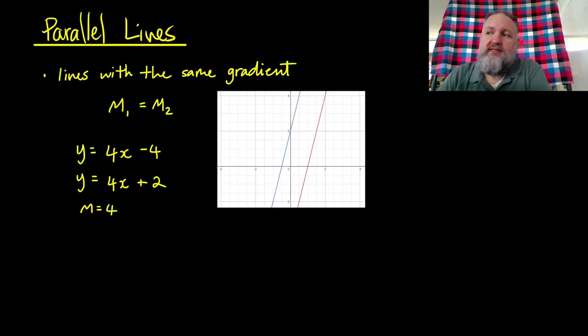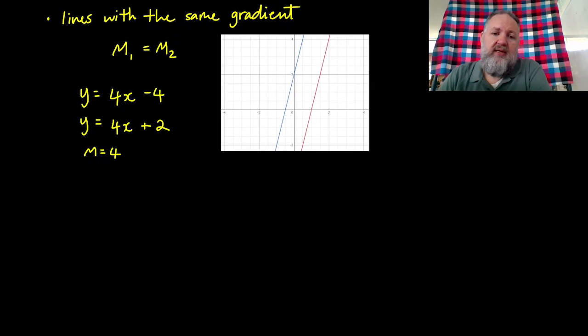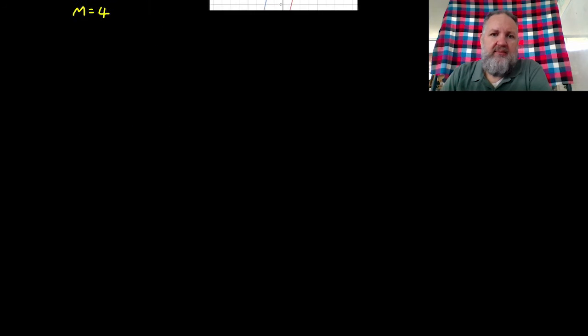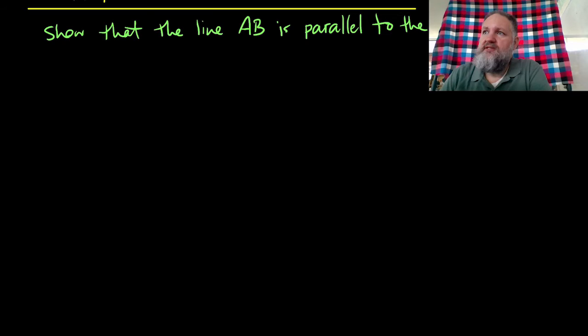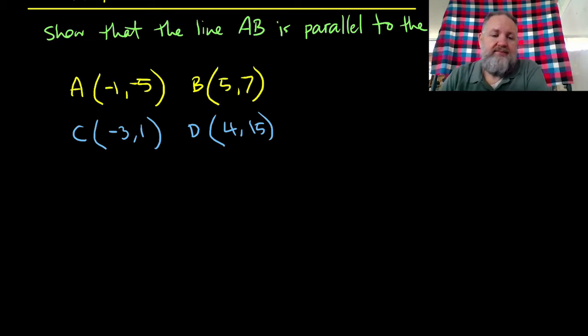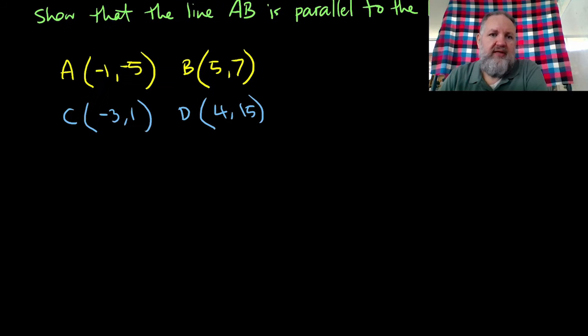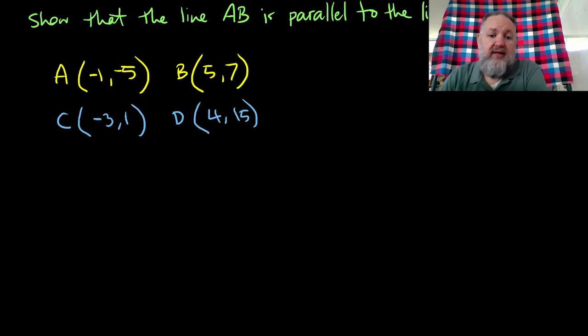So we might get asked a question that might look something like this. We might be asked to show that a line AB is parallel to the line CD. Okay, so let's have a look. Here are our points for A, B, C and D. So, of course, for each of these, we would need to be able to find the gradient. So I start with my line AB.